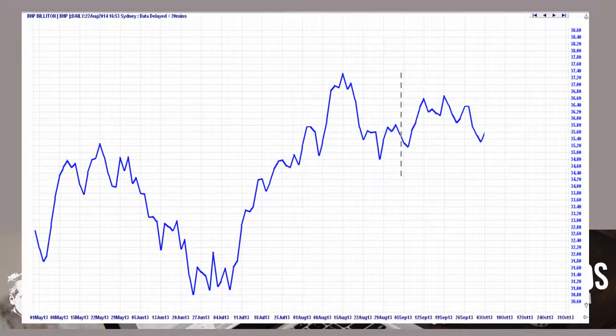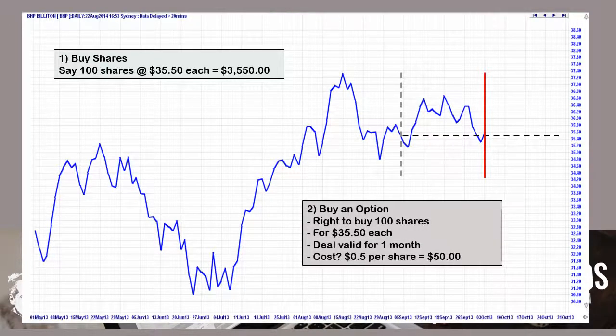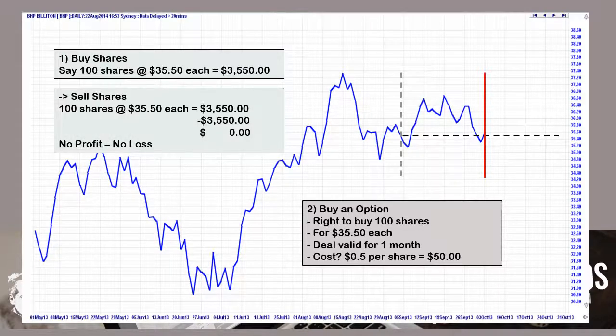So this line represents today's date, and the red line is our expiry 1 month later. BHP is trading at $35.50, and we can buy 100 shares, as we know, for $3,550. On the other hand, we could buy an option, same deal, same strike price. That would mean we need to spend $50 for that option. Let's move towards the red line. So come expiry day, BHP is still trading at $35.50. So our shares, we can sell them. We bought them for $3,550. We can sell them for $3,550. That's break even. No profit, no loss, no problem.